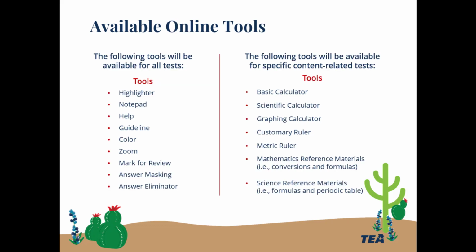Available online tools. The following tools will be available for all tests: Highlighter, Notepad, Help, Guideline, Color, Zoom, Mark for Review, Answer Masking, and Answer Eliminator. The following tools will be available for specific content-related tests: Basic Calculator, Scientific Calculator, Graphing Calculator, Customary Ruler, Metric Ruler, mathematics reference materials, for example, conversions and formulas, and finally, science reference materials like formulas and the periodic table.